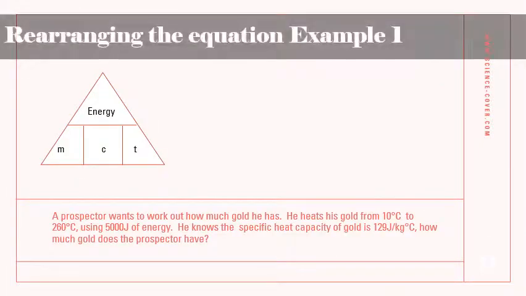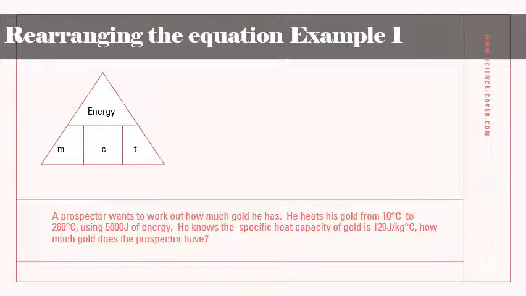Let's look at an example of how to rearrange the equation. A prospector wants to work out how much gold he has. He heats his gold from 10 degrees Celsius to 260 degrees Celsius using 5,000 joules of energy. He knows the specific heat capacity of gold is 129 joules per kilogram degrees Celsius. How much gold does this prospector have? So we want to work out mass in this situation.